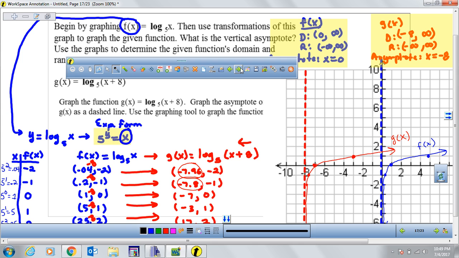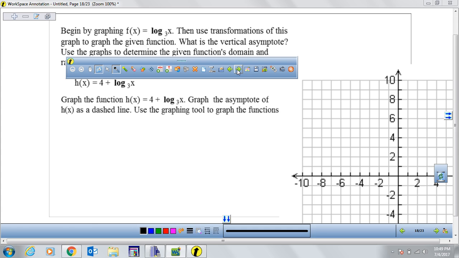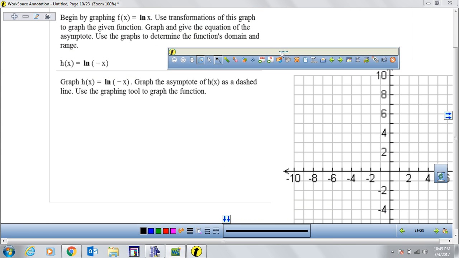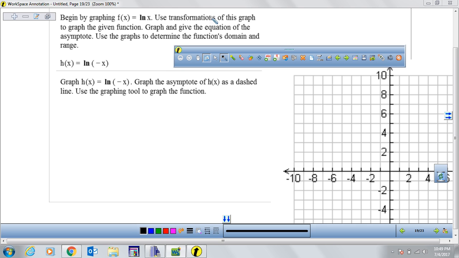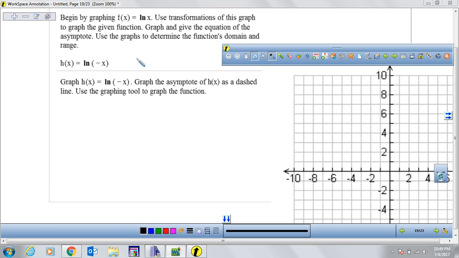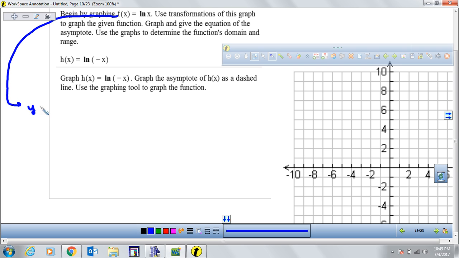Now, we're going to work on the next graph, this one. So we're kind of going to do the same thing here. Begin by graphing f of x equals ln of x, then use transformations of this graph to obtain the given function h of x equals ln of negative x. So we're going to start with f of x again, right here. What I ask you to do to make it simpler is we're going to change the f of x to y, and then we're going to rewrite this equation in exponential form.